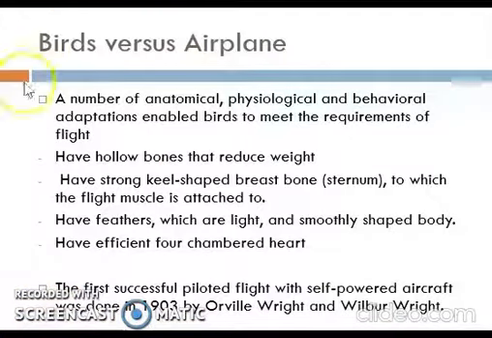Okay, the other one is birds versus airplane. A number of anatomical, physiological, and behavioral adaptations enabled birds to meet the requirement of flight. These are the adaptations. They have hollow bones that reduce weight. They have an efficient four-chambered heart. They have strong keel-shaped breast bones to which the flight muscle is attached, and they have feathers which are light.